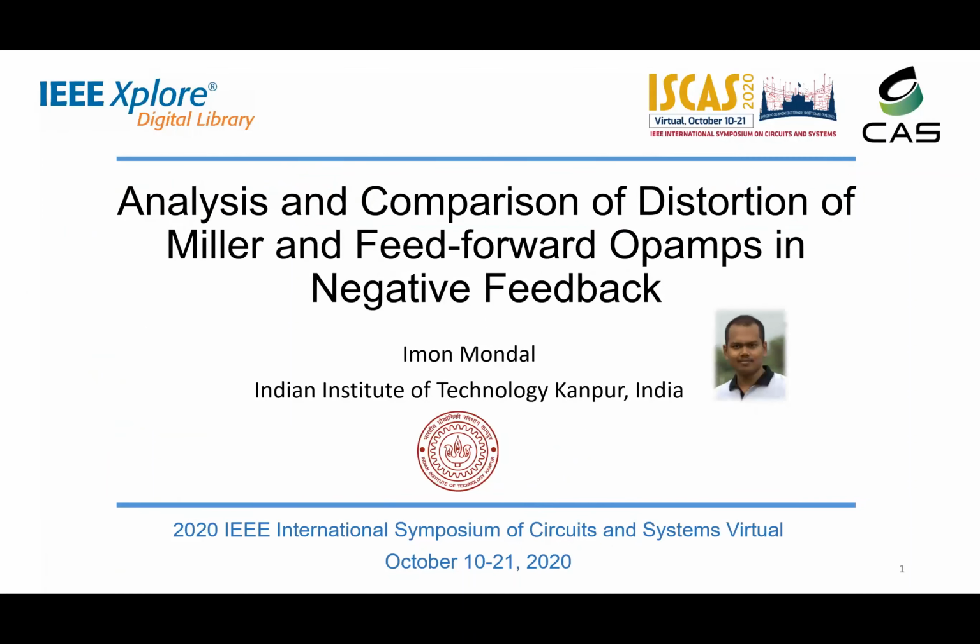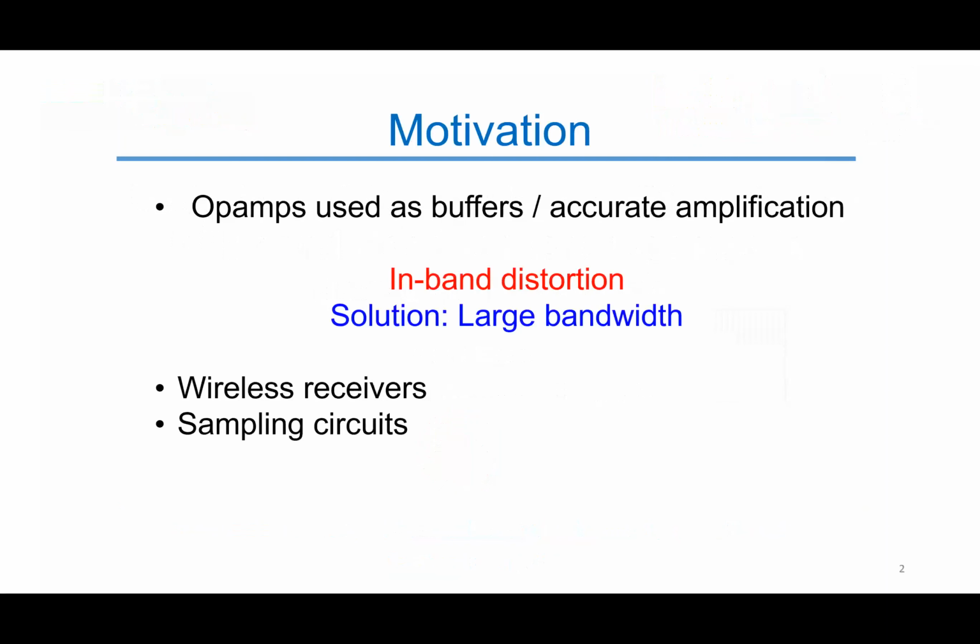In this presentation, I will be talking about the work on analysis and comparison of distortion of Miller and feed-forward op-amps in negative feedback. Op-amps in negative feedback are frequently used in integrated circuits to design buffers or for accurate amplification while driving large capacitive loads. Since these op-amps are realized using nonlinear transistors, their output response is also distorted.